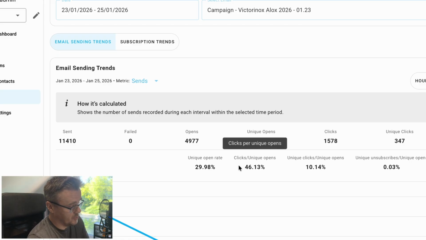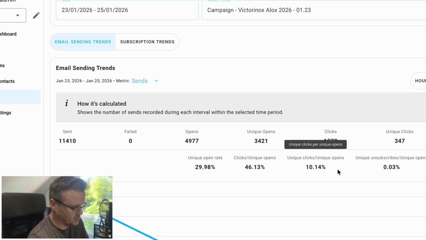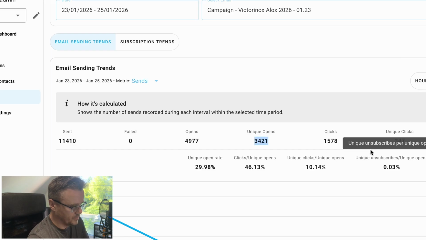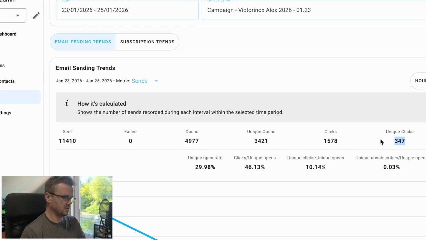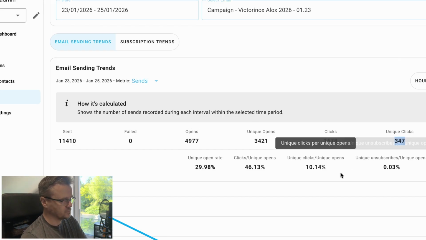How many clicks happened per unique open? Almost 50%. But this is important. Unique clicks per unique opens, it's like 10%. You can see the number of unique opens here, and you can see the number of unique clicks here. So if someone opened the email, then there's a 10% chance that they clicked on something. But again, you can see that those few, like that 10%, actually opened many, many times in this case.